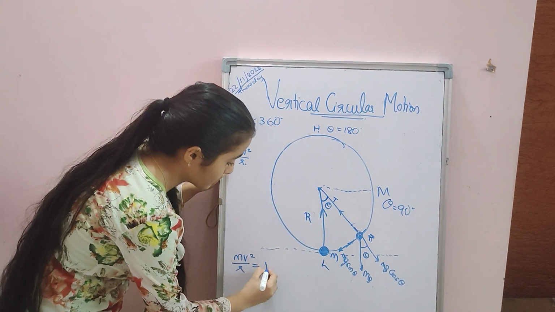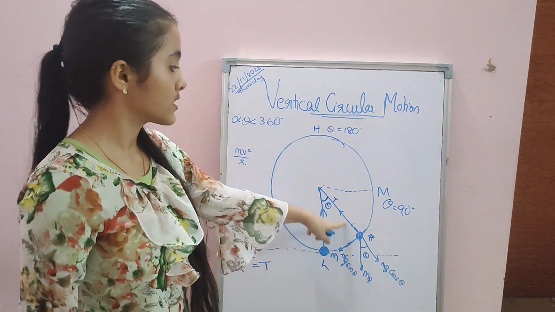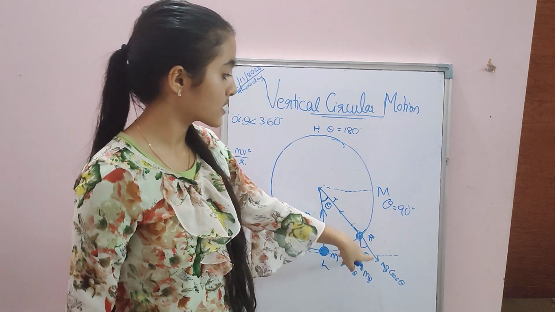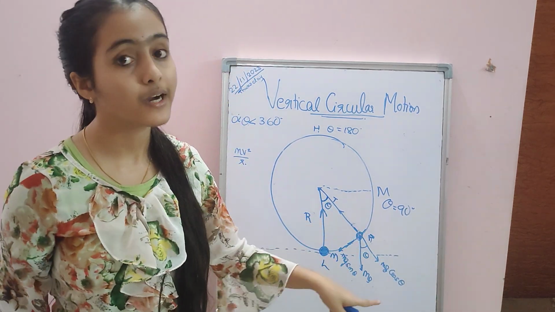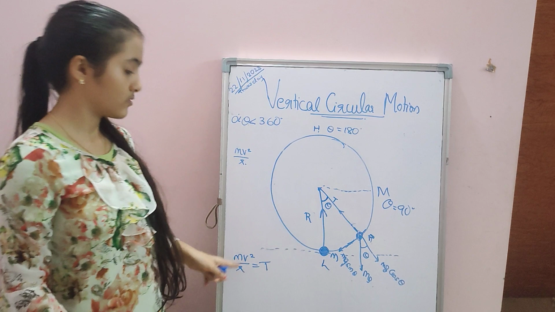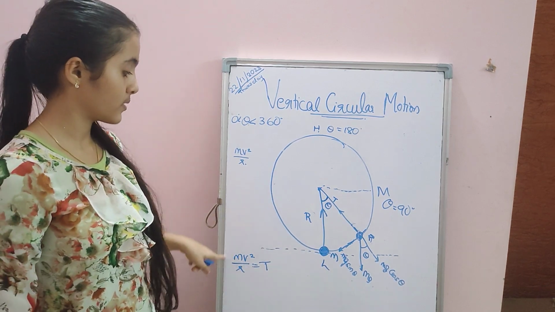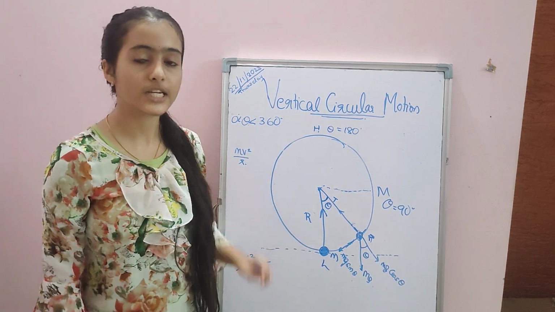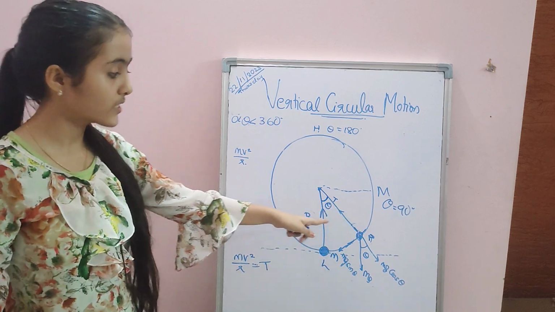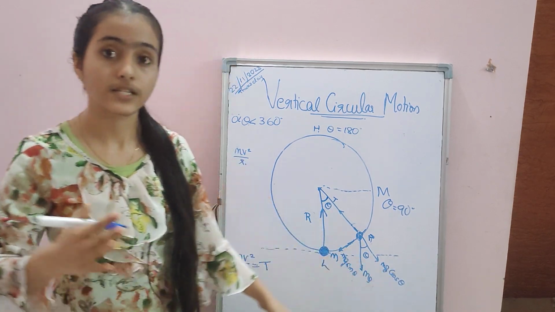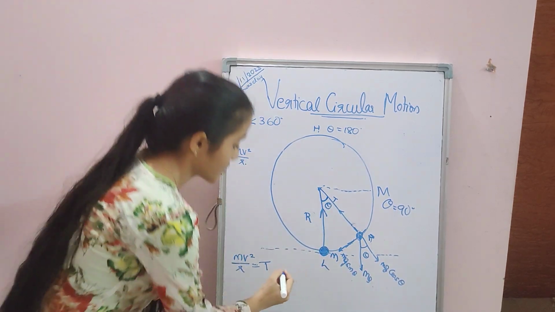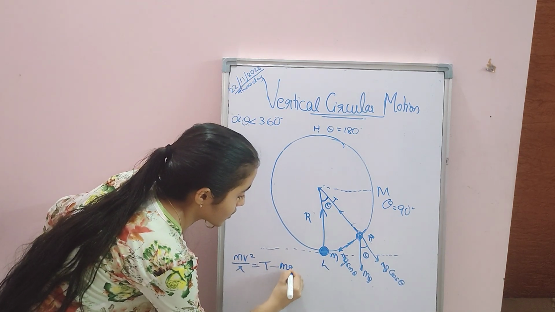So this tension is providing the centripetal force, but this mg cos theta is reducing the centripetal force. So now we have to reduce mg cos theta from this.